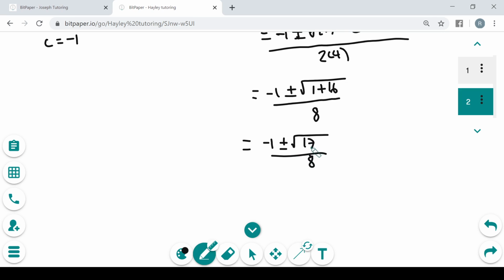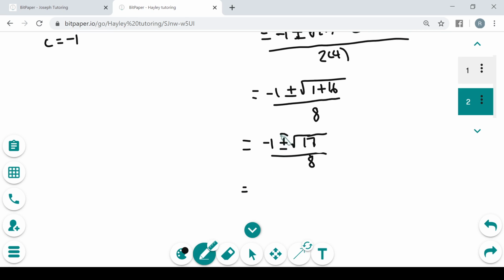Sorry, that 17 looks like an F. Let me fix that. I might have to rewrite this whole thing because this eraser's big. Okay, that's better. So 17 is a prime number, so there's no perfect square for it. We're going to move on to the next part.